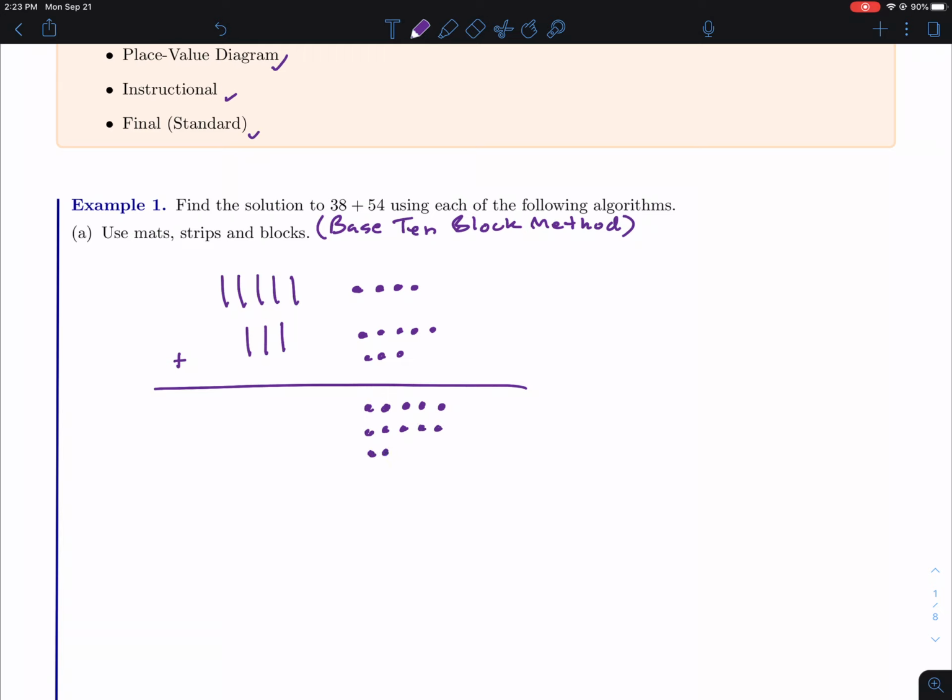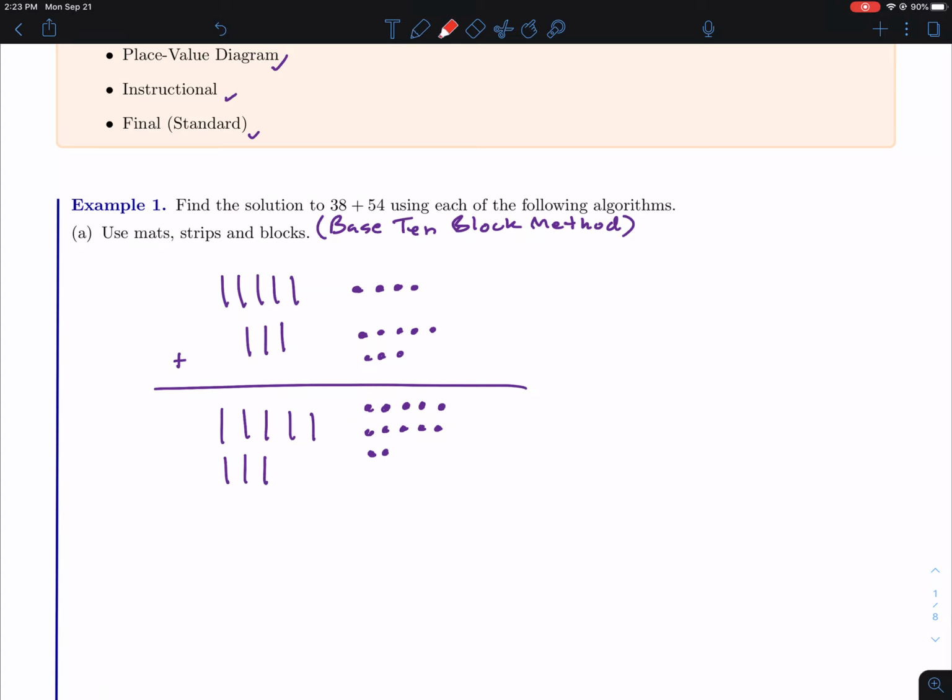At this point, I just leave it like that. I don't do anything yet. And now do the same thing for the strips. So I'm going to bring down 1, 2, 3, 4, 5, and then 1, 2, 3 for those guys. So now is when we start to look and decide, could I regroup? Is there any column that has more than 10 of something where I could regroup it and move one spot over to the next one?